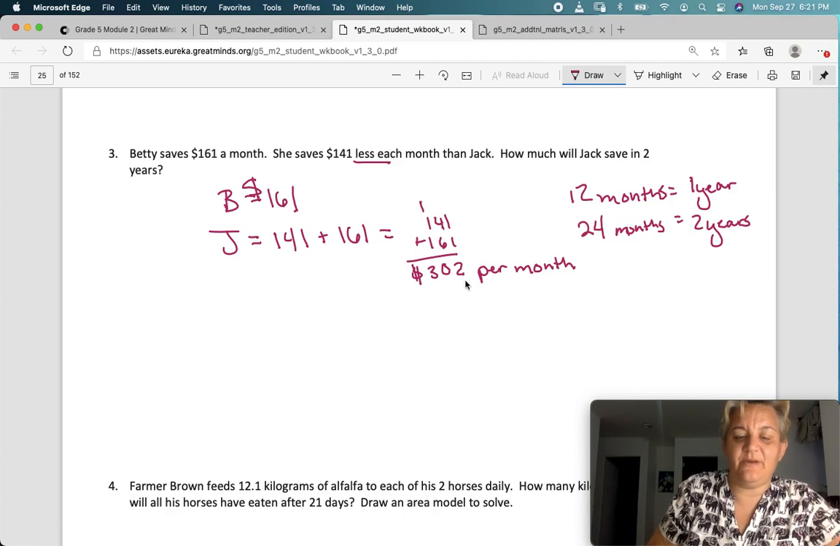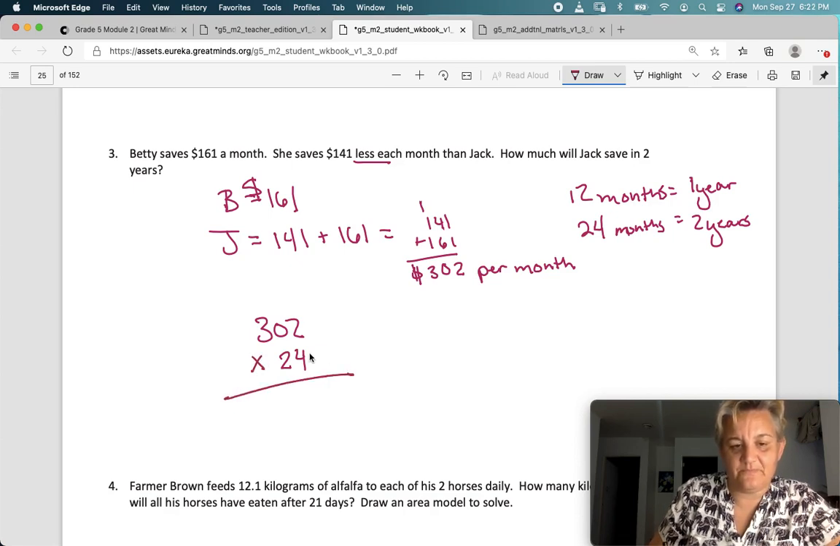Now we want to figure out 302 times 24 to figure out how much he saves in 2 years. So I'm going to take that 302 and multiply it with 24. Would you like me to use the standard algorithm or an area model? I'll use the standard algorithm because I'm all set up for it. 4 times 2 is 8. 4 times 0 is 0. 4 times 3 is 12.